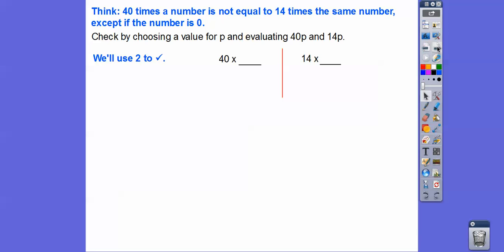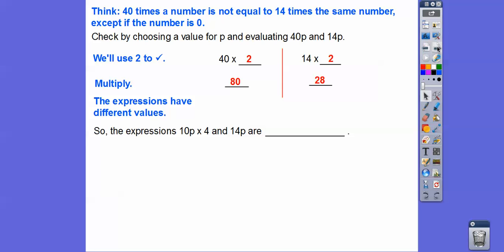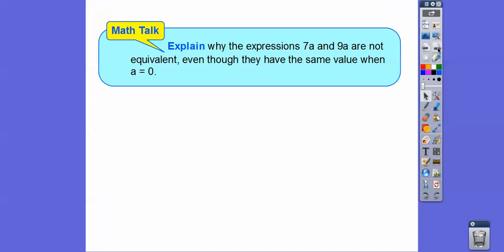So let's plug in 2. 40 times 2 is 80, and then 14 times 2 is 28. Look, that 80 doesn't equal 28, so these expressions have different values. So the expressions 10p times 4 and 14p, remember this is 40p right here, and 14p, they are not equivalent expressions.